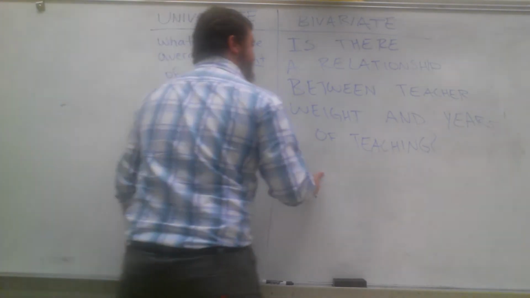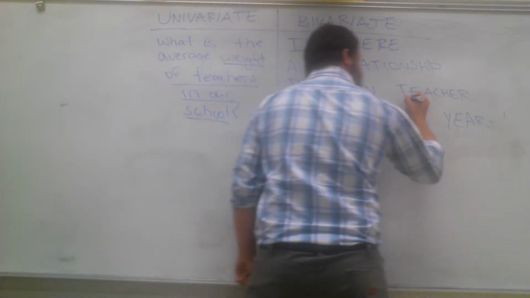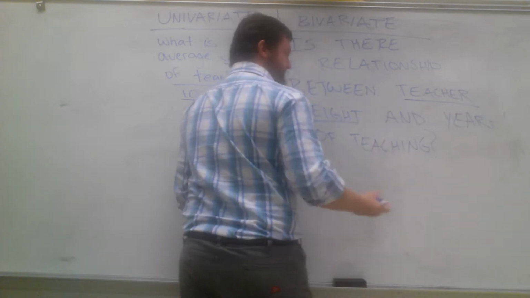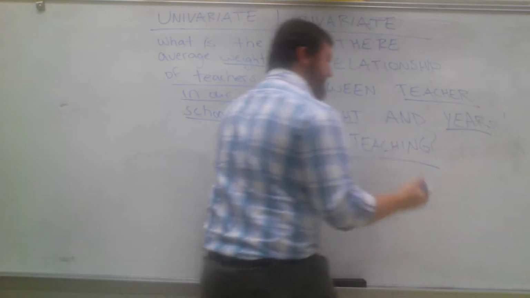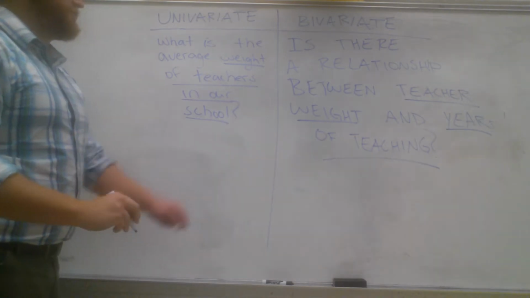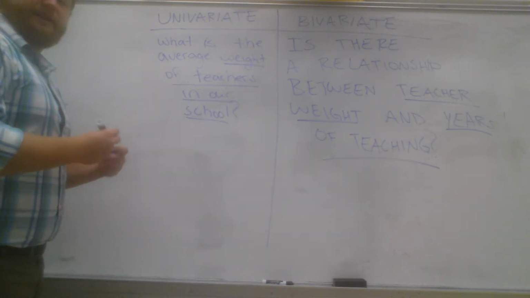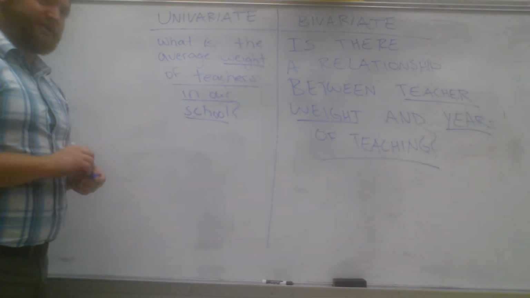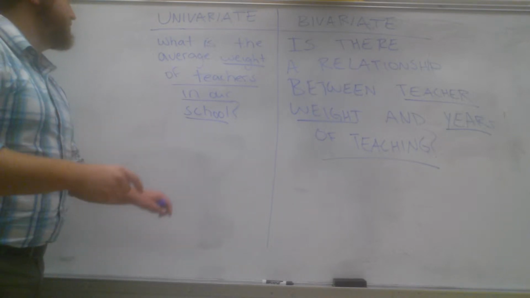Whereas over here, what am I saying? I'm saying the teacher weight versus the years of teaching, right? So those are my 2 variables. That's what makes it bivariate. This stuff is this easy. If you see 2 things we're talking about, it's bivariate. If you see 1, it's univariate.